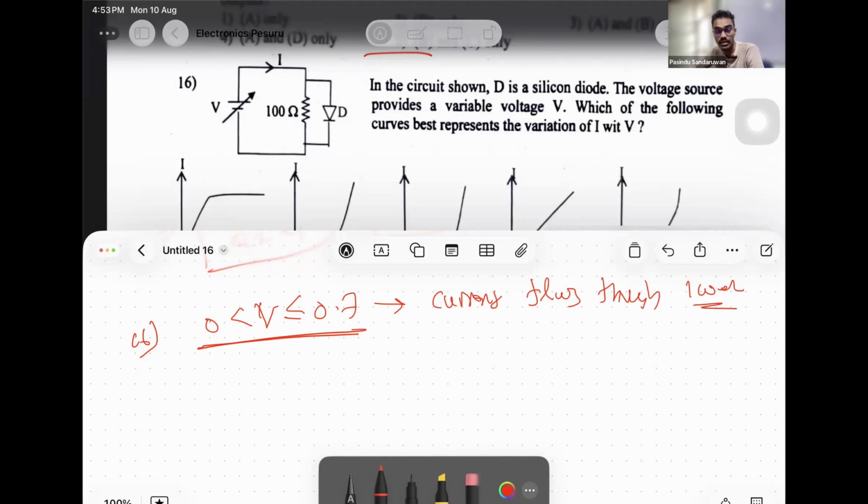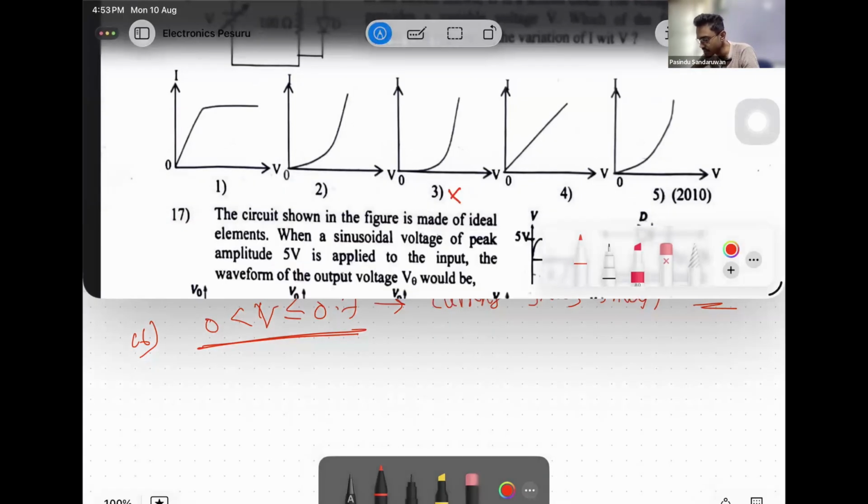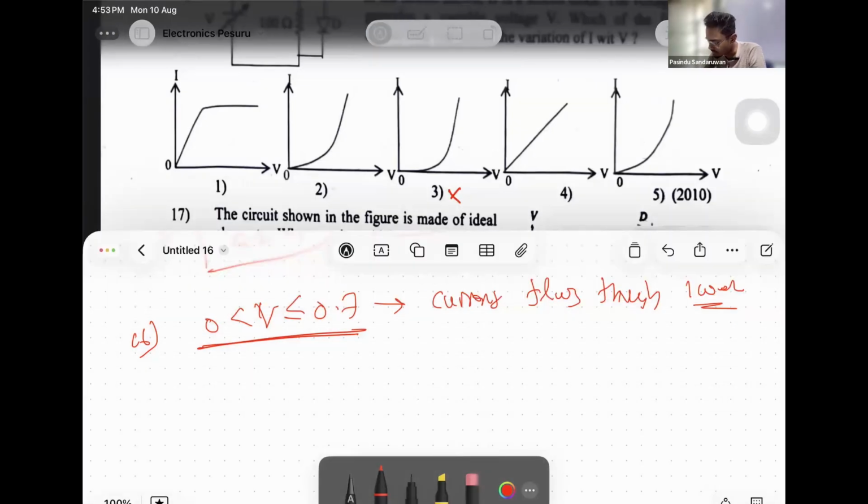So that is not 0 until 0.7, because current flows through 100 ohms. It flows through 100, so that is non-zero. Then in the third case, there has been 0. Then after 0.7, when V is greater than 0.7, what happens is the diode is forward biased.